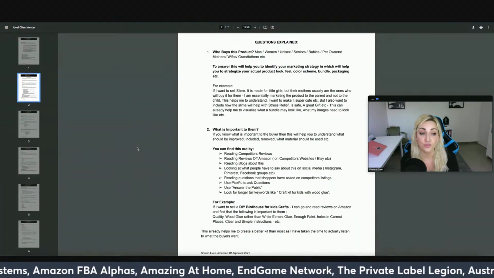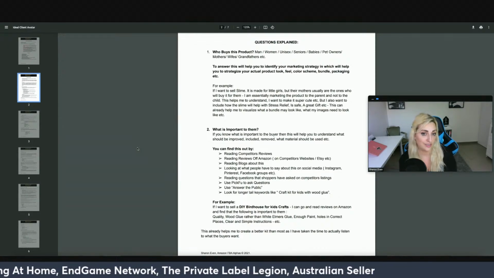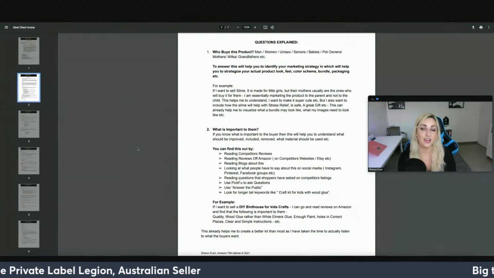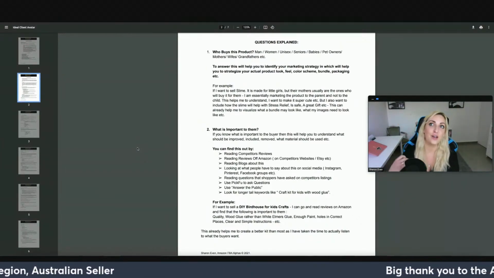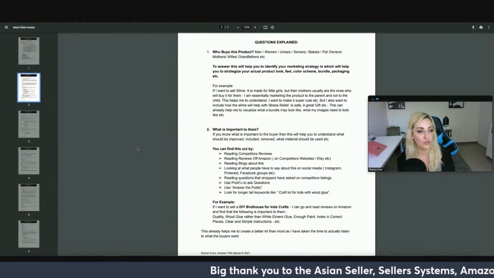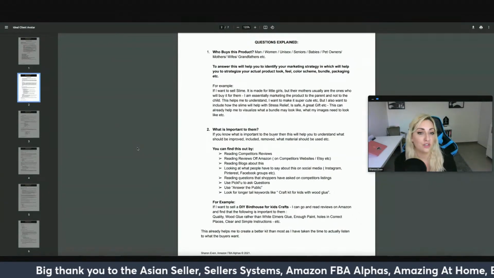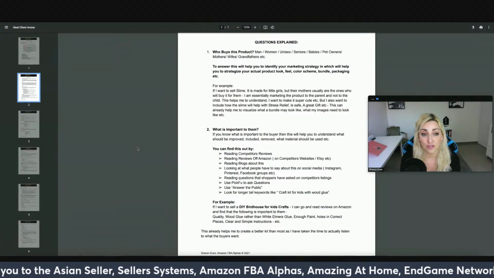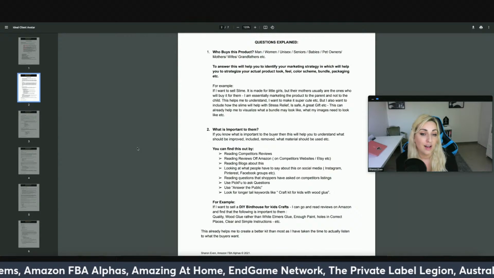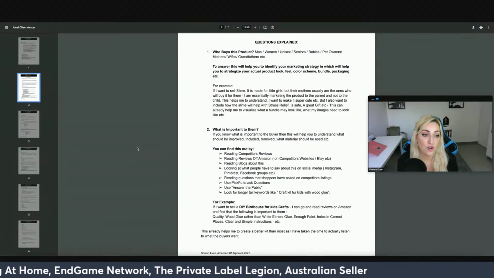So for example, if I want to sell slime, let's just say a slime kit that is made for little girls. Let's say I want to sell a slime kit with pink and purpley and unicorny colors, and it's made for little girls. But the ones buying the product are usually the mothers. I'm essentially marketing the product to the parent and not to the child.